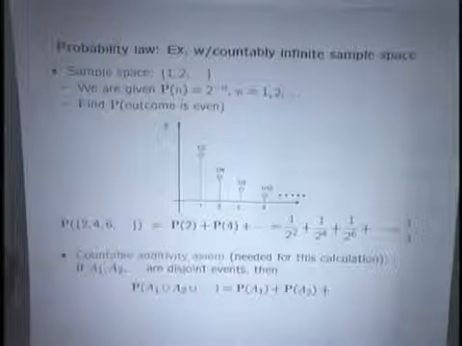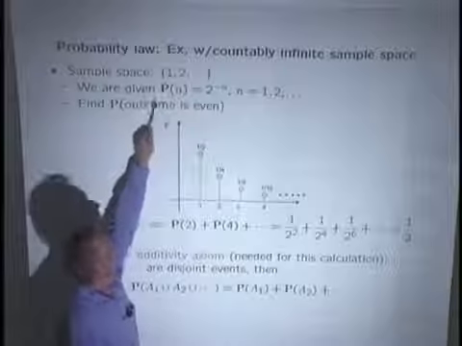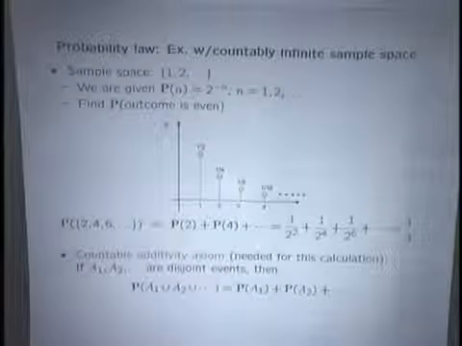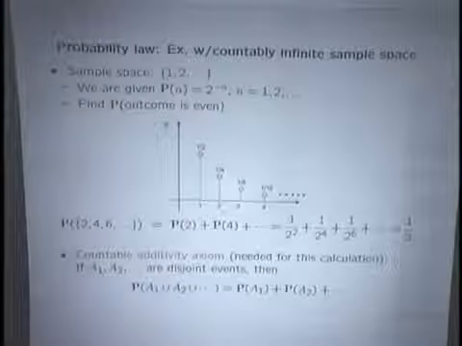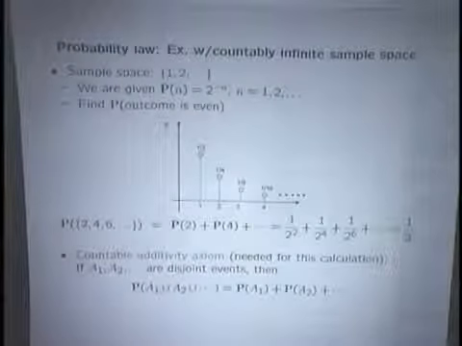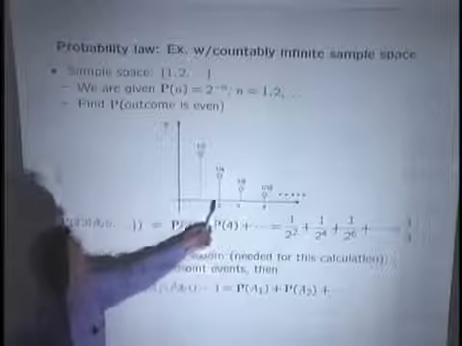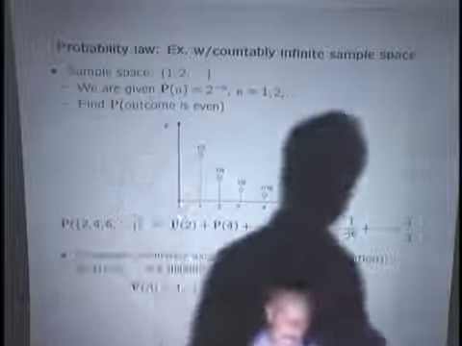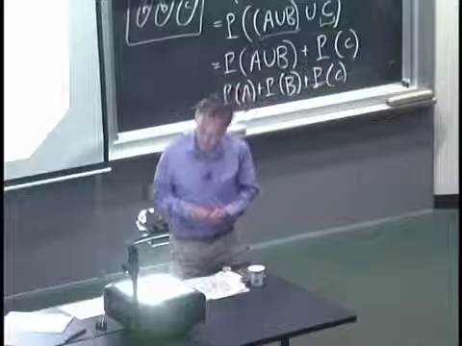Somebody tells you some information about the probability law. The probability that you have to wait for n flips is equal to 2 to the minus n. Where did this come from? That's a separate story. Somebody tells this to us, and those probabilities are plotted here as a function of n, and you're asked to find the probability that the outcome is an even number. How do you go about calculating that probability?